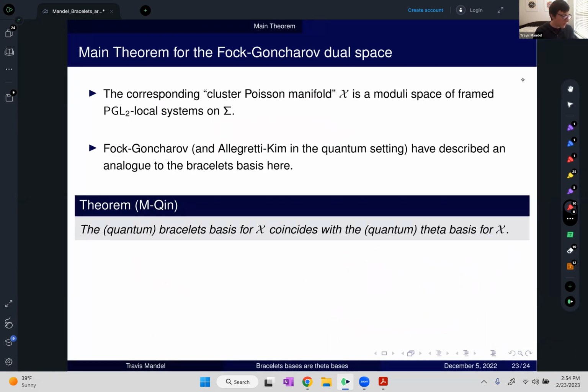And then just a couple of final comments. I want to mention we also prove a dual version of our result. So Fock and Goncharov have what they call a cluster Poisson manifold, where you look at moduli spaces of framed PGL2 local systems. So this has a dual type of cluster variety structure. They call it a Langlands dual cluster variety or cluster Poisson manifold. And then Fock and Goncharov in the quantum setting, Allegretti-Kim, using this construction of Mandel and Wang, described an analog to the bracelet spaces here, and we find that this again coincides with the quantum theta basis in that setting.